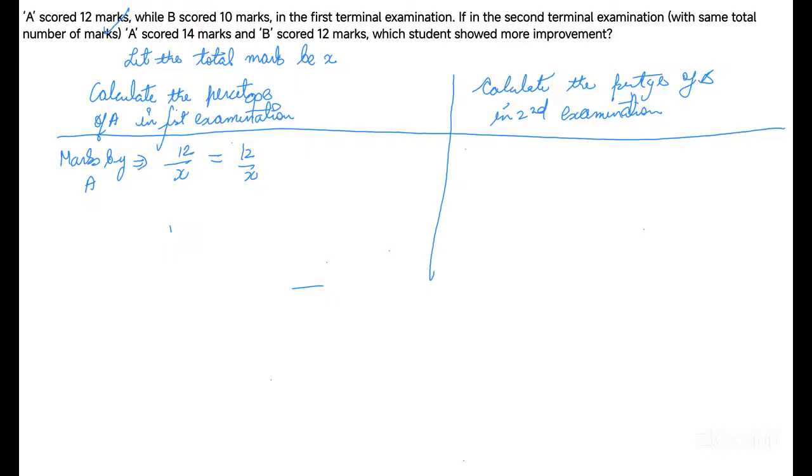The same with marks by B. So he got 10 by X. Okay, 10 is the mark and X is the total. Like 10 out of 20, like that. Understood? Yes or no? Guys, did you understand?